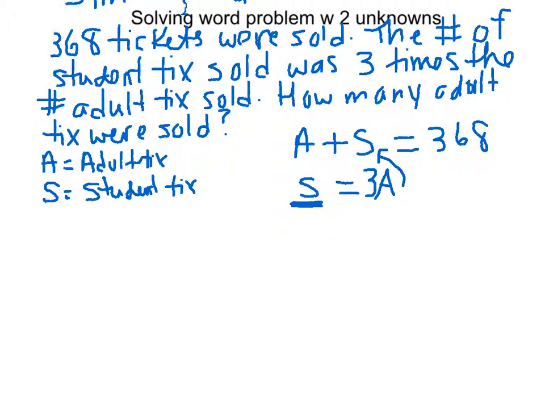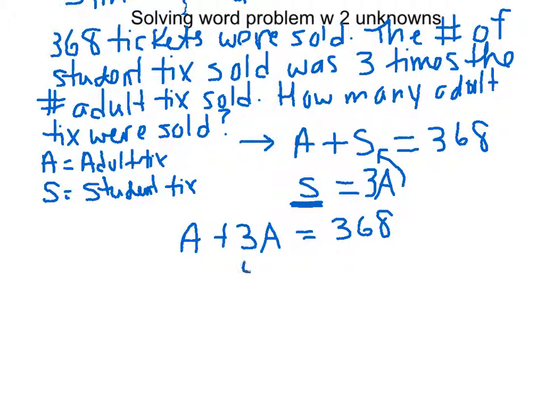Why? Because then we'll have all A's in this equation. If we have all A's, it's simple algebra. If we have an A and an S, I don't know how to solve that. So we're going to change the A plus S equals 368 to A plus 3A, which equals S, equals 368. Now we have an algebra problem.